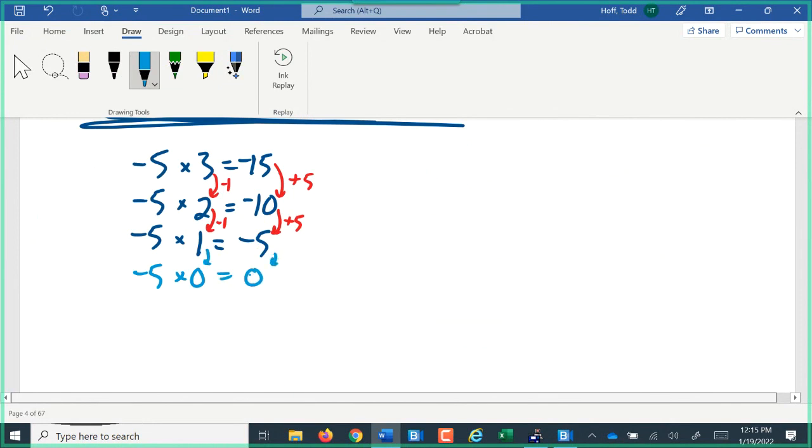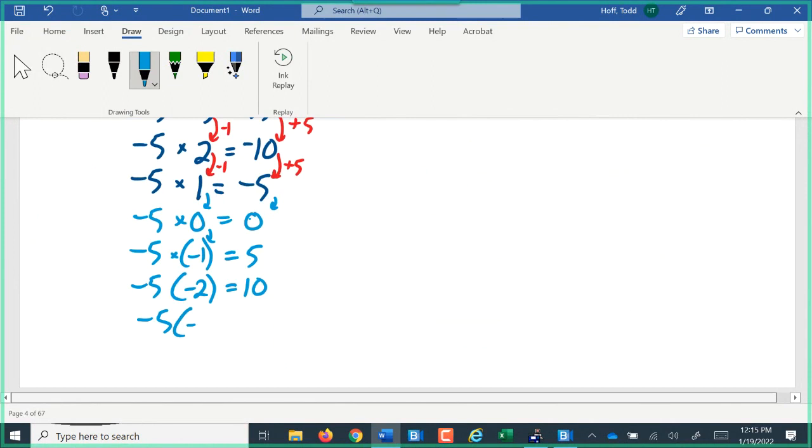If I keep going, negative 5 times negative 1, well, this went down by 1. This has to go up by 5. Negative 5 times negative 2, again, it has to go up by 5 to positive 10. Negative 5 times negative 3, again, it increases by 5. The only reason that a negative times a negative gives us a positive is because it completes the pattern. Otherwise, according to the definition of math, it doesn't. You guys obviously know the rules.